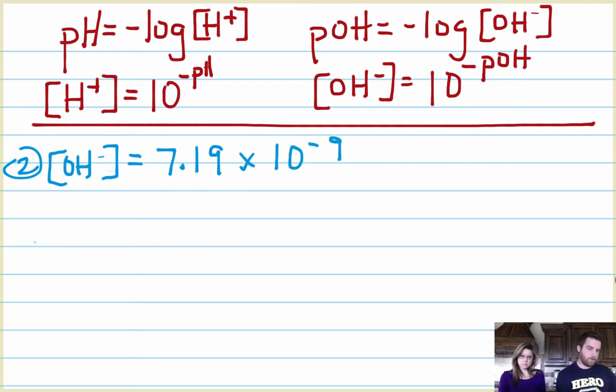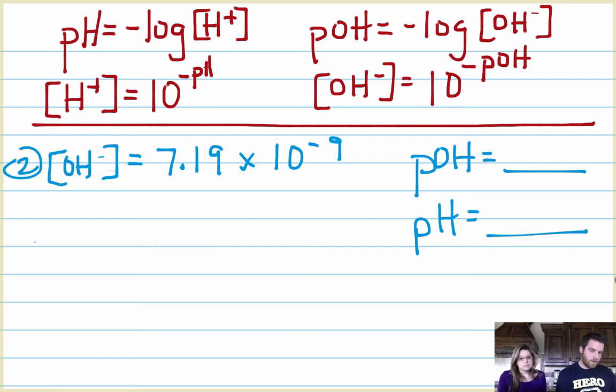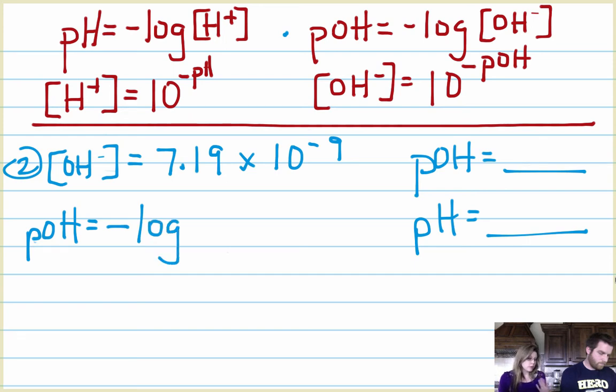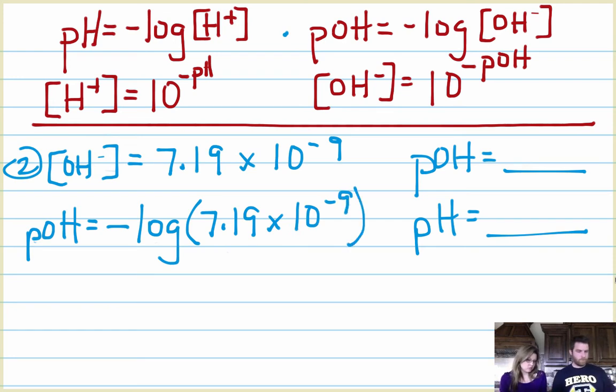Okay, and what am I trying to find? pOH and pH, just like the last one here. I can find pOH pretty easily by doing the negative log of the hydroxide ion concentration. You have to be very careful here to make sure you know what you have. If you do the negative log of the hydroxide ion concentration, that's pOH, not pH. So just keep track of what you're given and what you're solving.